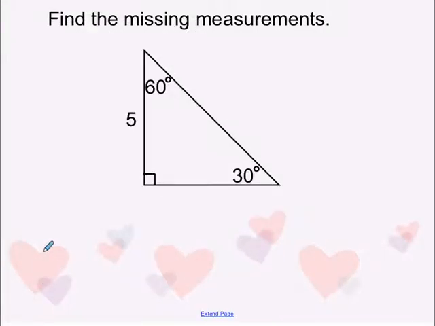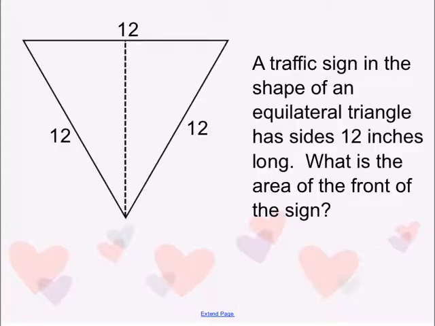So we have a 30, 60, 90 triangle. Our smallest side is 5, which means my middle is 5 root 3, and my largest is 10. And you can just remember that 10, that's because this is half of an equilateral triangle, so it must be double our smallest side. Okay, how about this one?